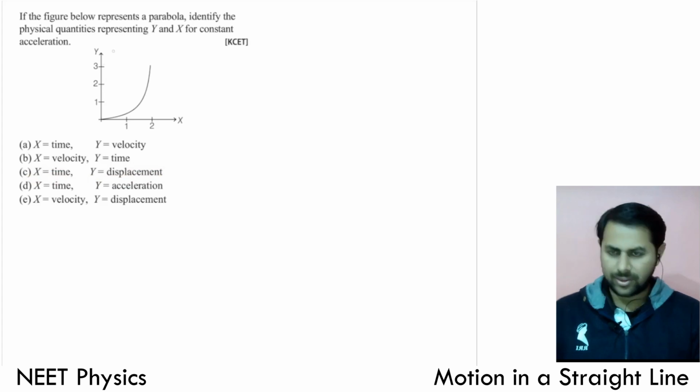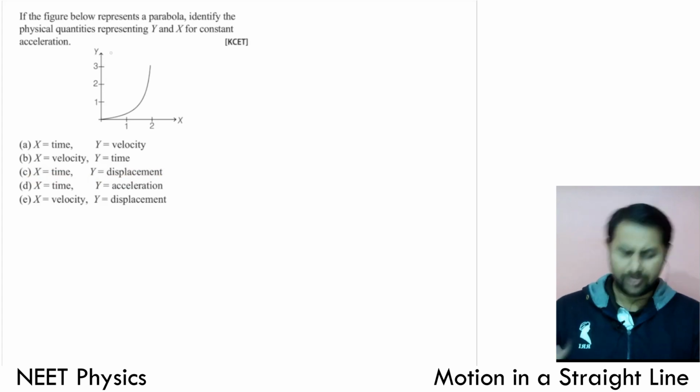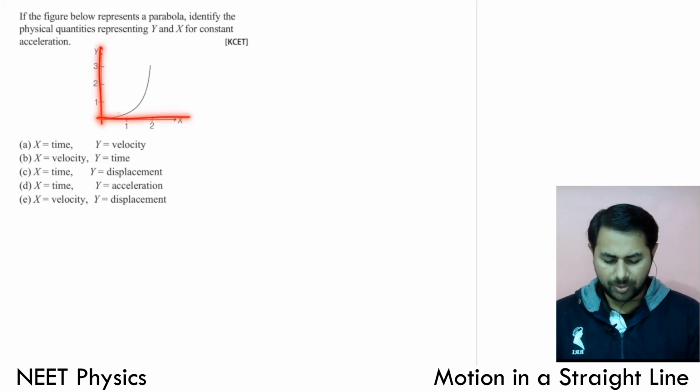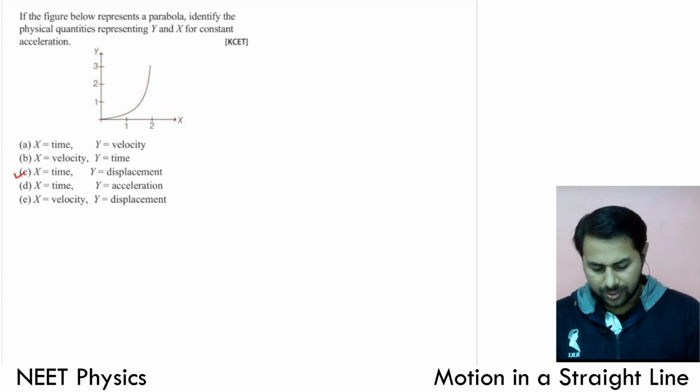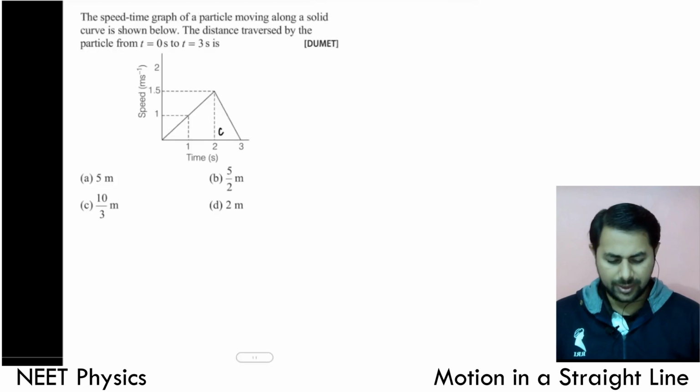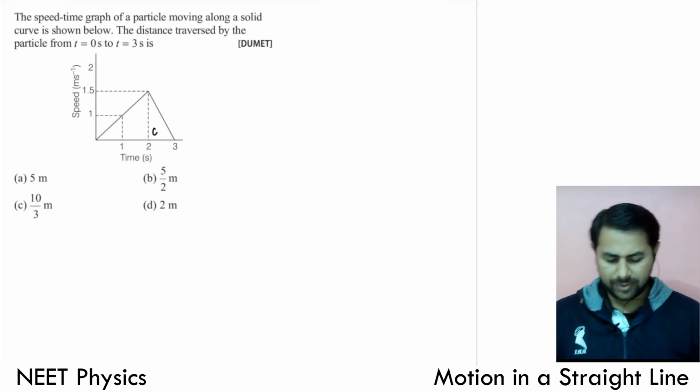Okay, so we just saw the position versus time graph, or you can say displacement versus time graph, of uniformly accelerated motion will look like this. So this is also very simple, right? It's from KCET, Karnataka CET. All right, let's see next one.